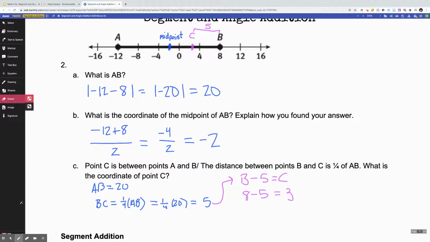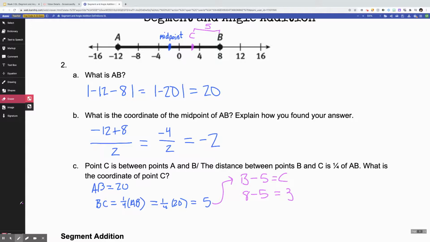I have another lovely number line and a line segment AB. A is at -12 and B is at 8. So the first question is, what is AB? Remember, they're not asking, is it a line segment or a line or a ray? They're asking, what's the distance? So I'm doing -12 minus 8, which equals -20, and then I have to take the absolute value of that. So the distance between A and B is 20.